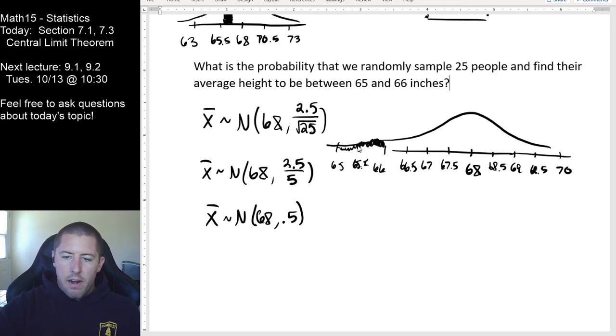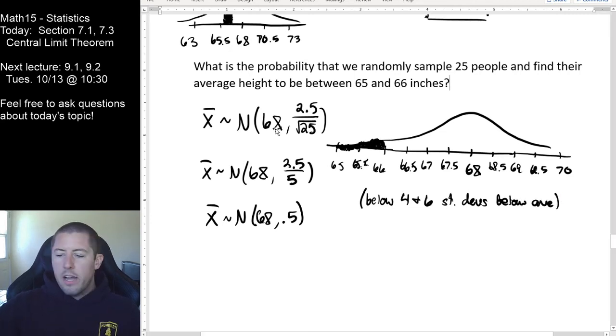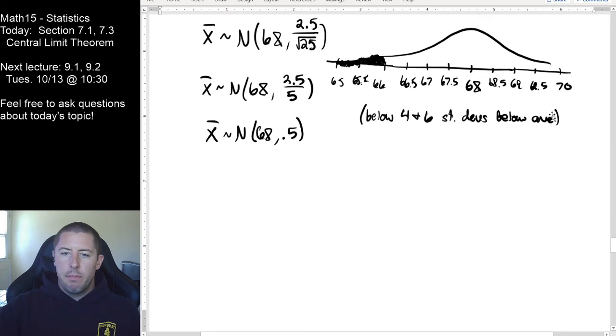We're seeing here that we're getting a real tiny bit of area over here now. This is very, very close to the x-axis. I'm expecting that we're accumulating little to no area right here. This is going to be a very tiny amount of area. We're between 4 and 6 standard deviations below average right there, so I expect this to be a really tiny probability.